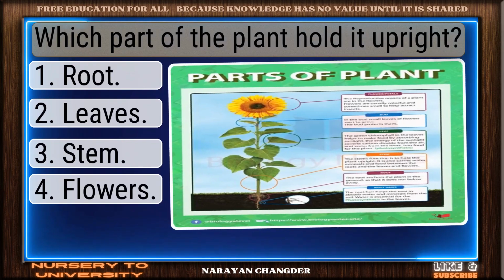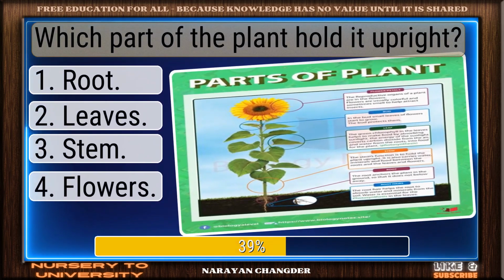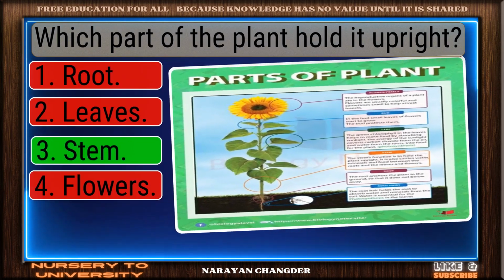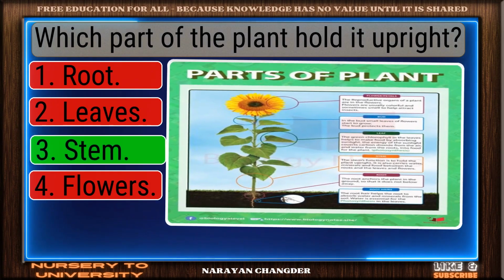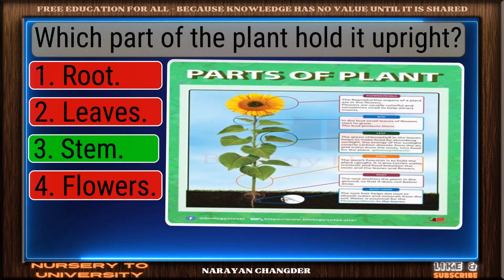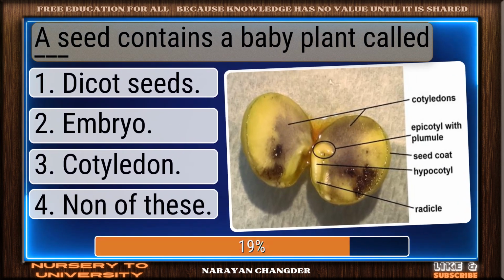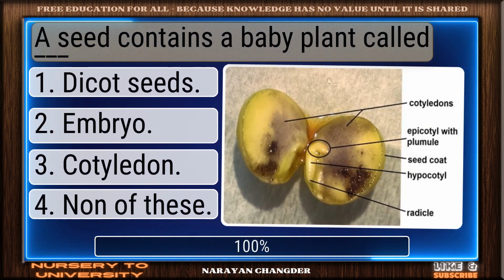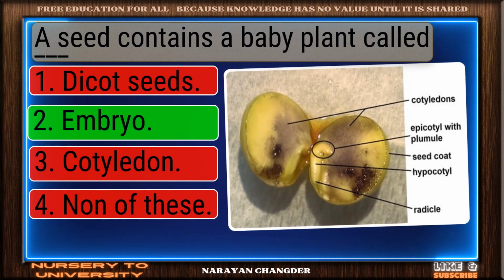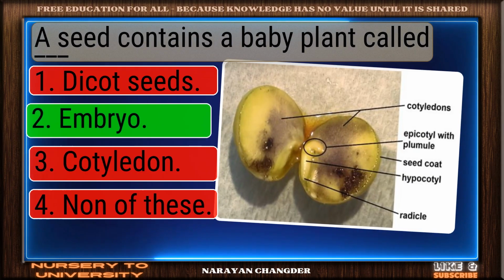Which part of the plant holds it upright? Great thinking. Stem is the right choice. A seed contains a baby plant called dash. You're right. Embryo is the correct answer.